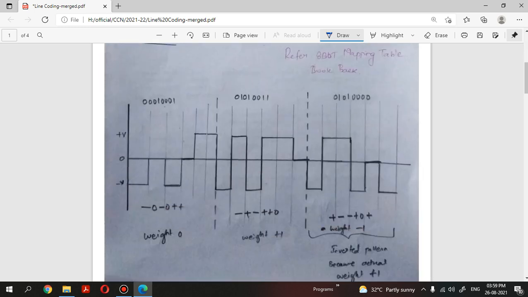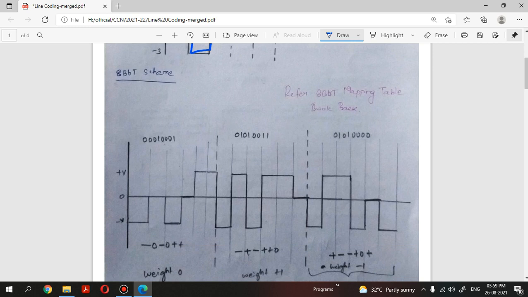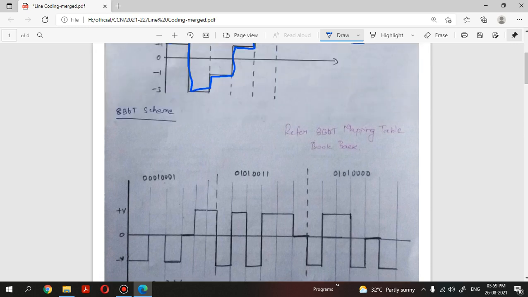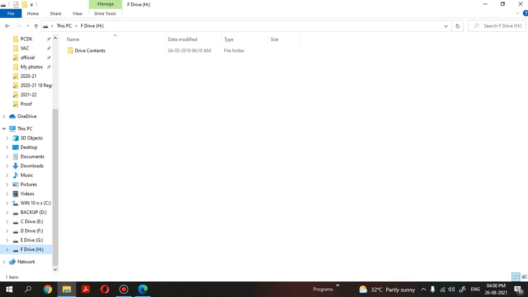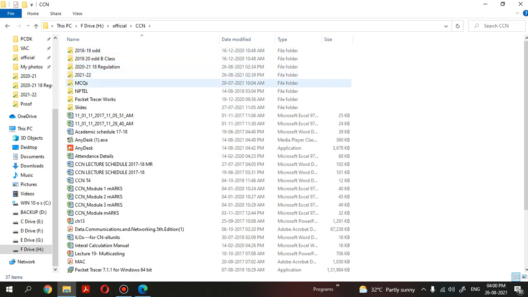Next one is 8B6T, the last scheme among the multi-level schemes. In 8B6T, eight data elements are encoded in six signal elements. Here you need to refer to a mapping table that exists. Let me show. You can download it from the internet also, the mapping table of the 8B6T scheme.